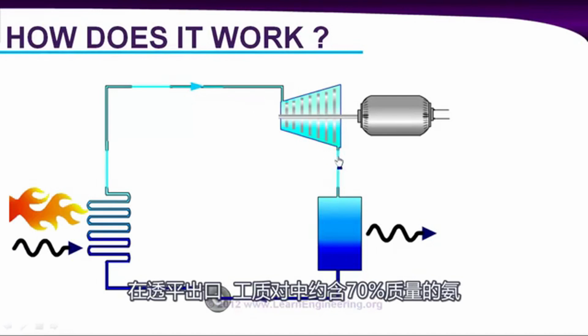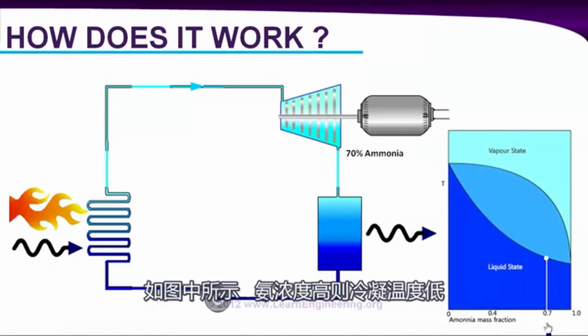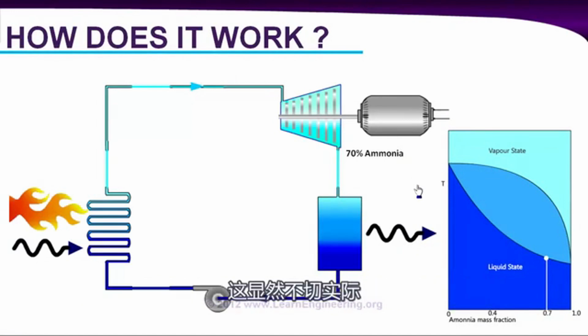Because right after the turbine, the working fluid will have almost 70% ammonia by weight. Now, according to the phase diagram, when the concentration of ammonia is high, the condensing temperature is very low. You can see it here. When the concentration of ammonia is 70%, the condensing temperature is really low. If you want to condense such a fluid, you have to supply a very low temperature coolant through the condenser. That is not practical anyway.